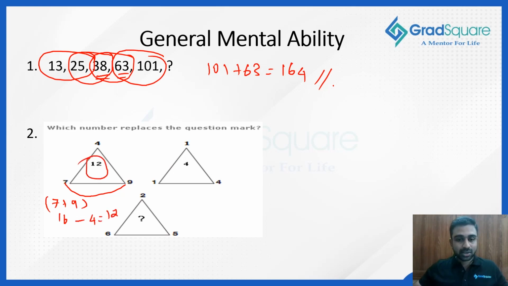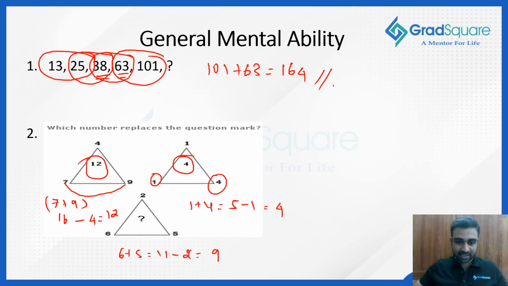I'm going to test this logic on the second figure as well. So the base elements are summed up, which gives me 5, and the top element is subtracted. Ideally I'm ending up with 4, which is inside the given figure. So I'm going to apply the same logic in the third figure. So 6 plus 5 is going to give me 11, and 11 minus 2 is going to give me 9. So what should come in the place of the question mark? 9.